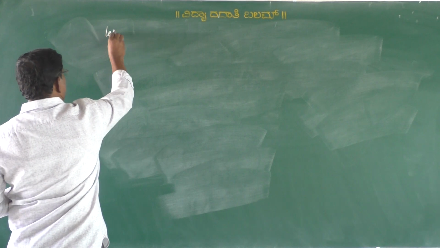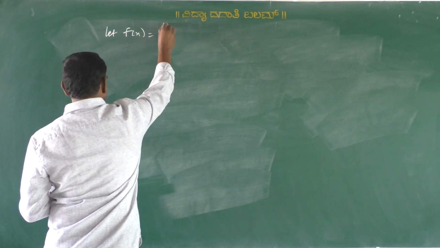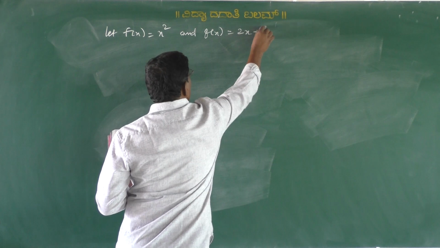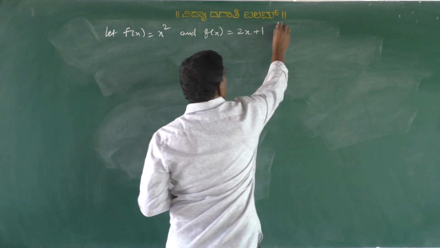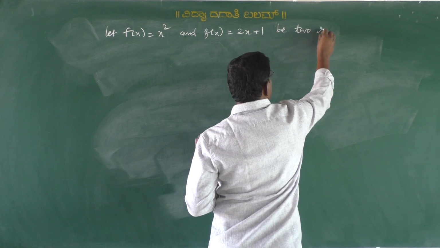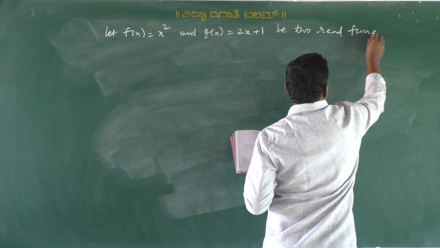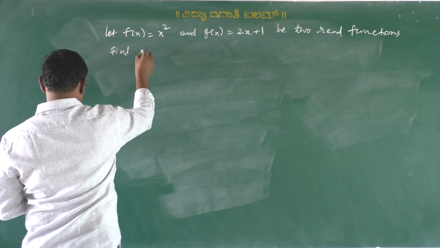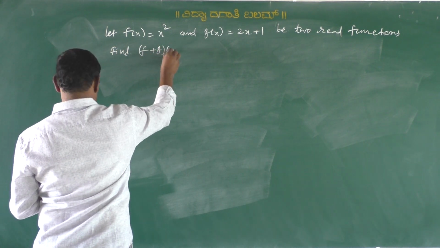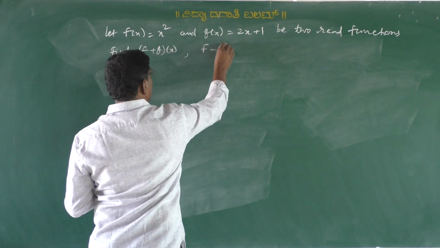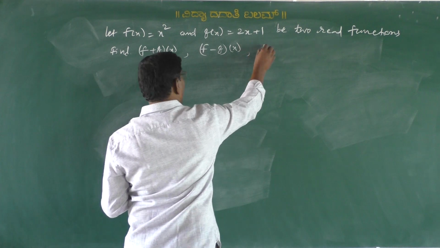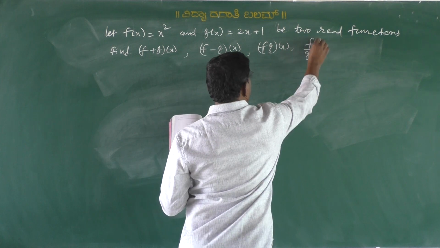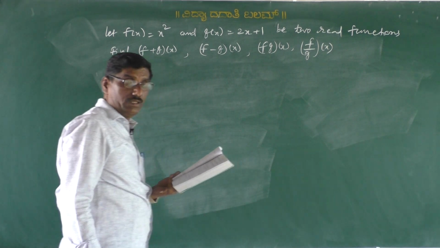Let f of x is equal to x square and g of x is equal to 2x plus 1 be two real functions, and find f plus g of x, f minus g of x, f g of x, f by g of x. You have to do it yourself.